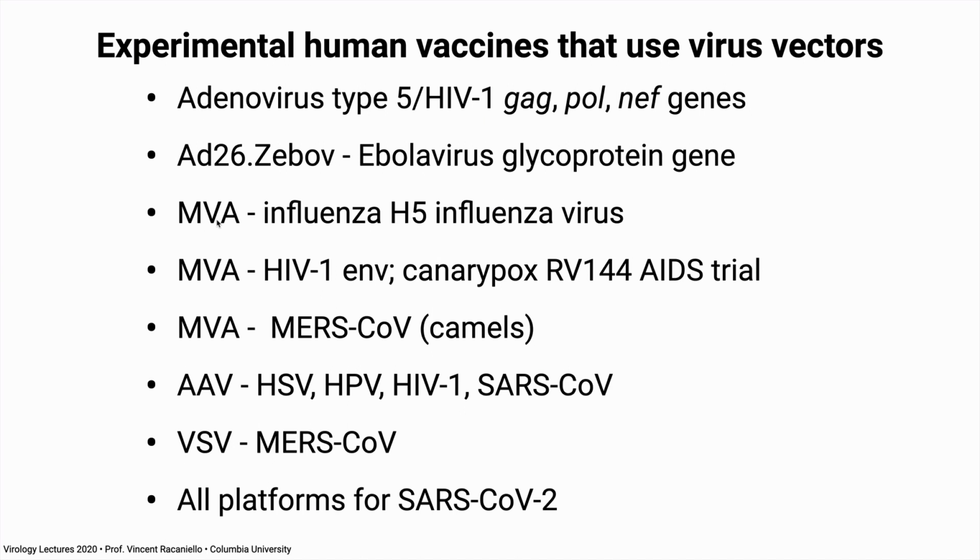We have MVA, modified vaccinia Ankara, carrying H5 of avian influenza virus. The RV144 AIDS trial that we talked about last time is a prime boost, which includes modified vaccinia Ankara carrying the glycoprotein and a canarypox with the glycoprotein as well. We have the MVA MERS-CoV in camels. AAV vectors are also being tried for many viruses: herpes simplex, human papilloma, HIV, SARS coronavirus. There's an experimental VSV MERS-CoV. And basically all these platforms are being tested for SARS-CoV-2.